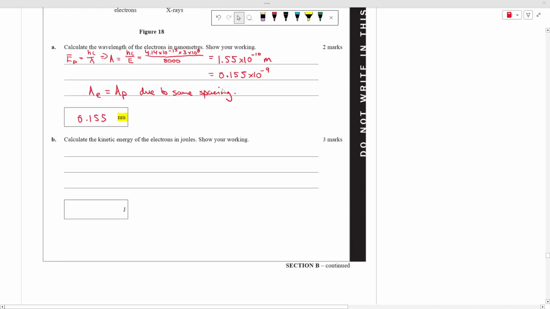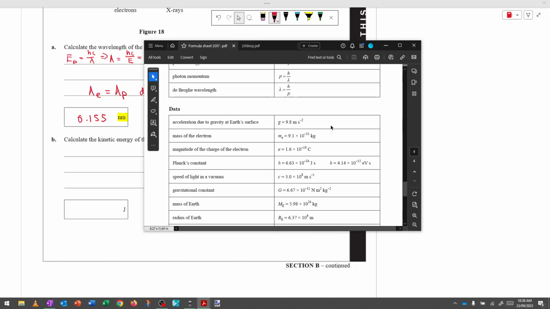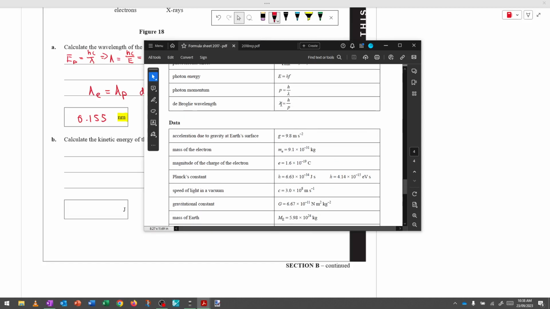Alright, the kinetic energy of the electrons. So, here it's 3 marks, so there's a bit of working out involved. So let's think about where we might start. Now, we know the wavelength of the electrons, the de Broglie wavelength. The de Broglie wavelength formula is, where is it? Here, okay?